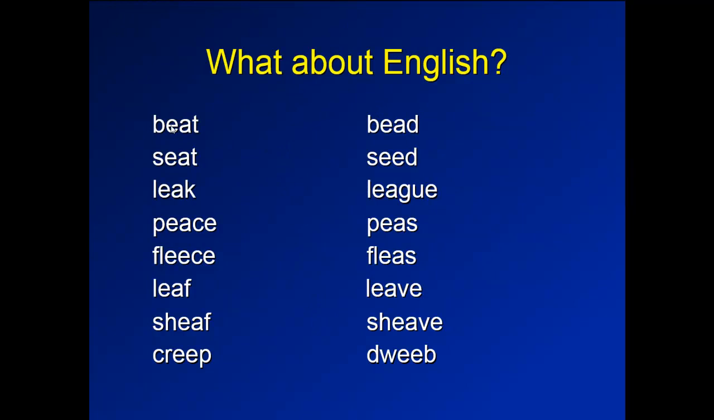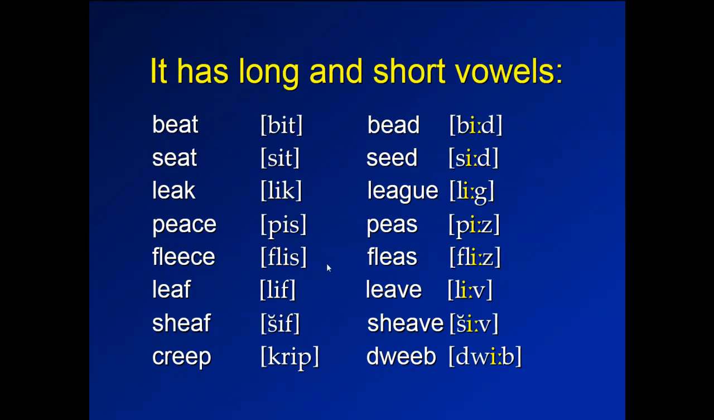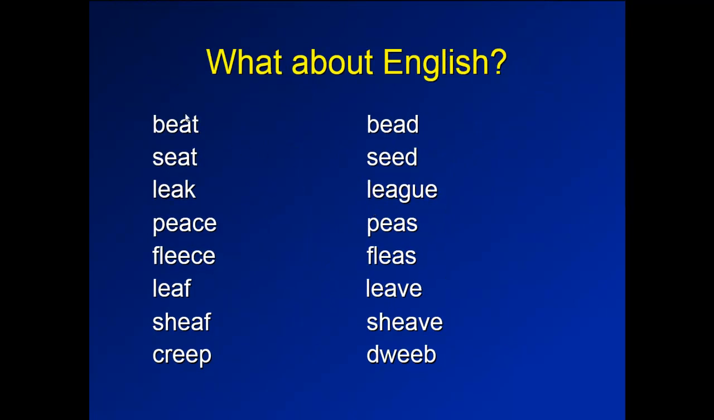Here we have got a set of words here, and we have got another set of words. Okay, so we have got beat, bead, seed, seed, leak, league. What do we notice here as the last sound here? We have got t, s, f, p. All these are voiceless, and here we have got d, d, g, and z, z, v, v, b. All these are voiced.